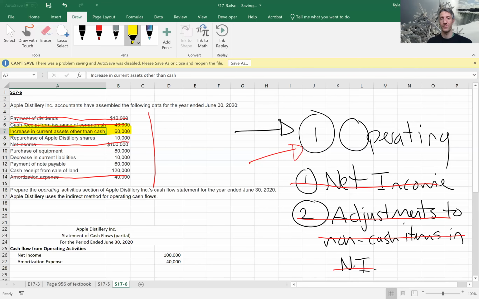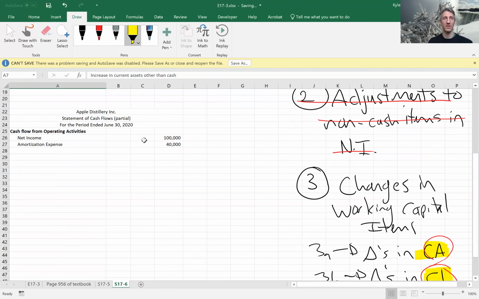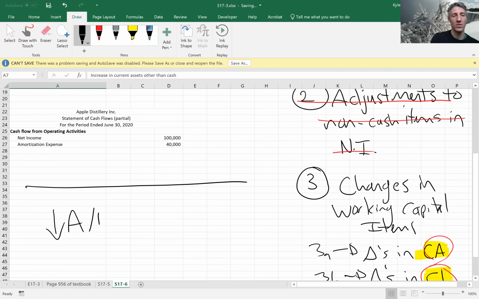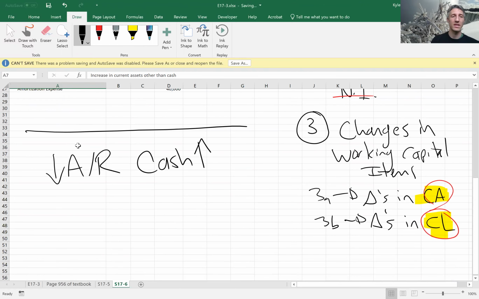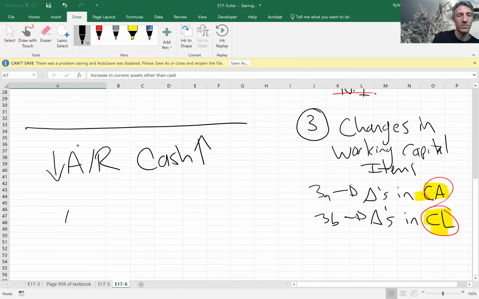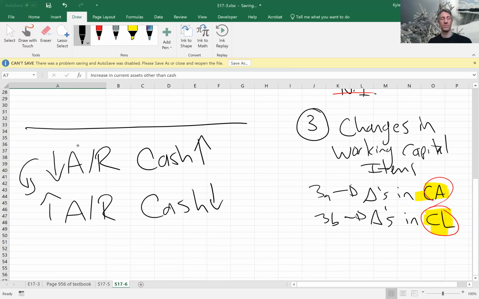Current assets went up. So let's think about this here, and I'm going to do this through an example. So let's say accounts receivable goes down. What's the impact to cash of accounts receivable going down? Well, that means that we collected cash from customers, so cash goes up, right? So it stands to reason that when accounts receivable goes up, cash goes down, because it's the exact opposite of what happened just above.